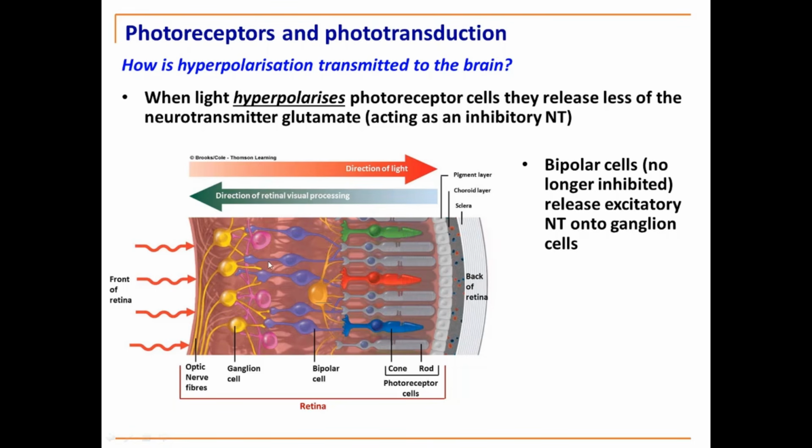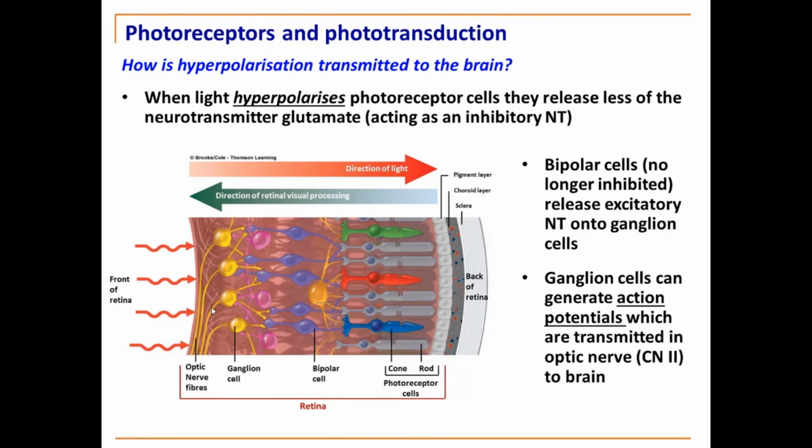And as it happens, glutamate being released from the bipolar cells is now acting as an excitatory neurotransmitter onto the ganglion cells. And the ganglion cells can now generate action potentials, which are transmitted in the optic nerve, so cranial nerve 2, that goes to the brain.